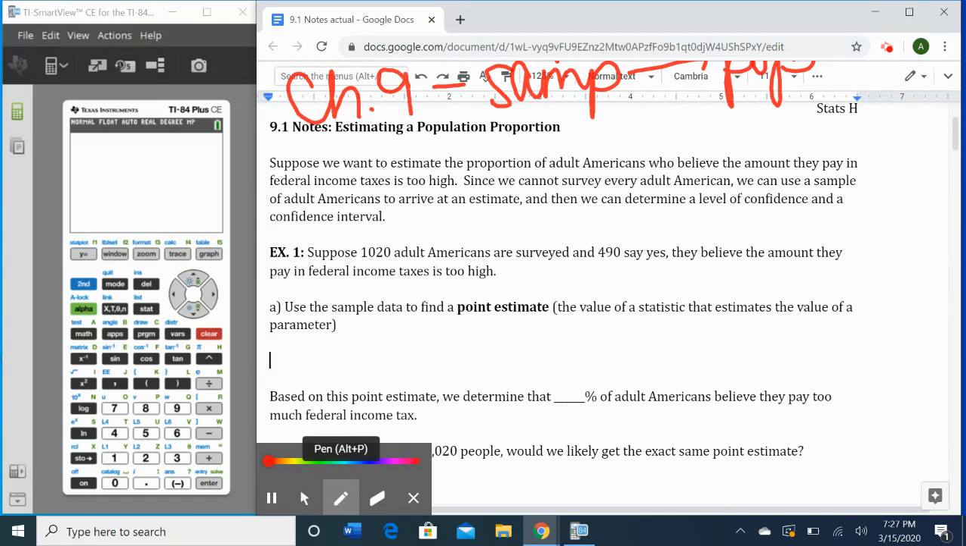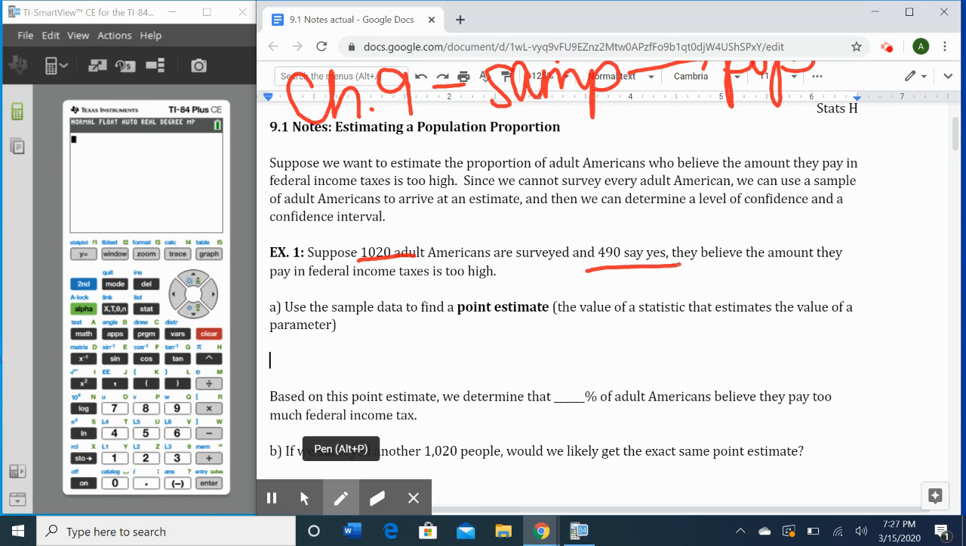If I want to know the proportion of adult Americans who think they pay too much in income taxes, I can't survey every adult. They don't want me going out in public right now. And so instead, I survey 1,020 adult Americans, and I look for information regarding that sample. So of those 1,020, 490 say yes. They believe that their taxes are too high.